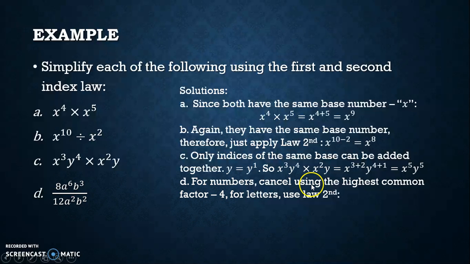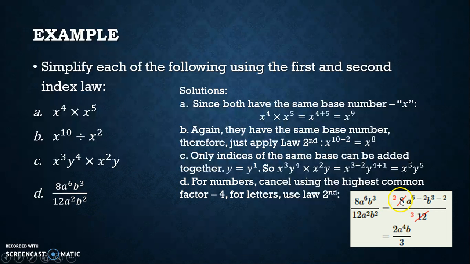And for letters, you use the second index law. So a to the power of 6 divided by a to the power of 2 is a to the power of 4. b to the power of 3 divided by b to the power of 2 is b to the power of 1. Because it's division, you can write it as a to the power of 6 minus 2, b to the power of 3 minus 2, and then in the end you simplify it to this expression.